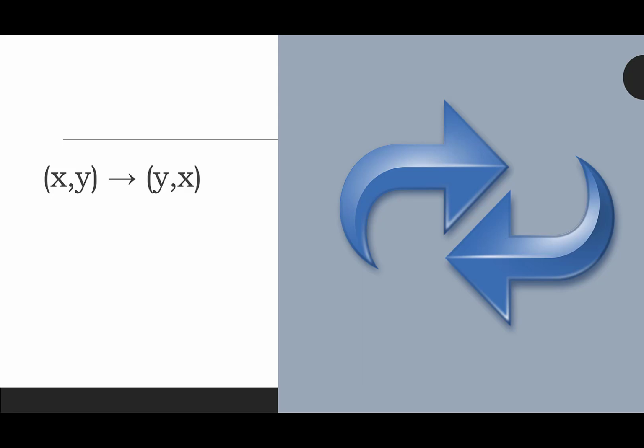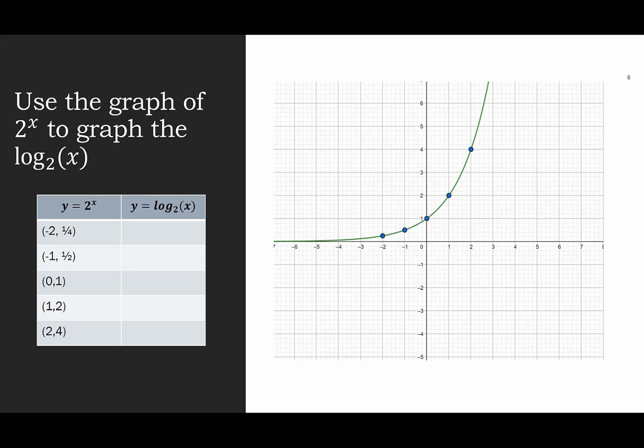So what we're going to do is take any point (x, y) that was on our exponent, and we're just going to flip it over to (y, x). Remember, we've talked about 2 to the x, and we have these values, (-2, 1/4), (-1, 1/2), (0, 1), (1, 2), and (2, 4), as points on our graph of 2 to the x. Now I'm just going to flip those around. So I'll have (1/4, -2), (1/2, -1), (1, 0), (2, 1), (4, 2).